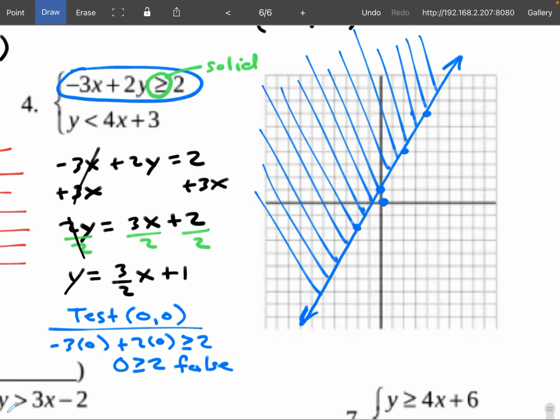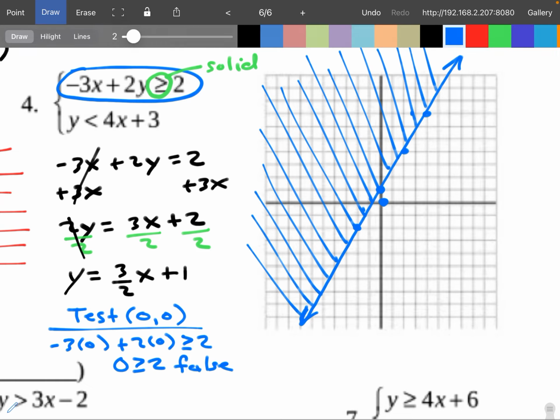So my test point was right here at 0, 0, and I got a false statement. So which side do I shade? The other side, the side where I did not take the point. So let's shade that in. That's going to look something like this.